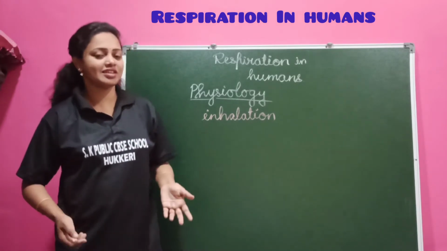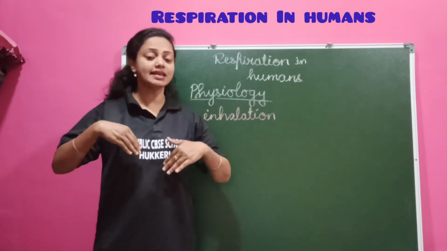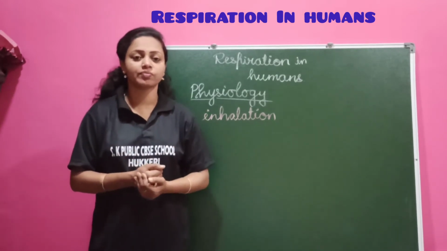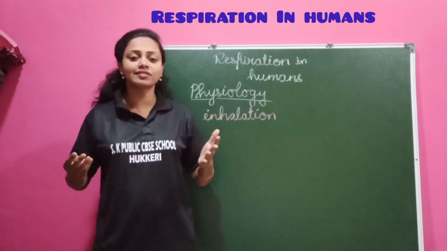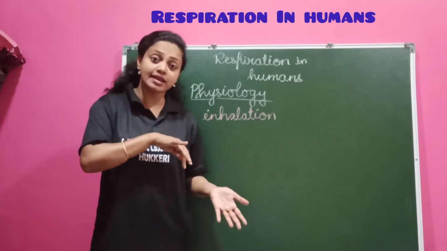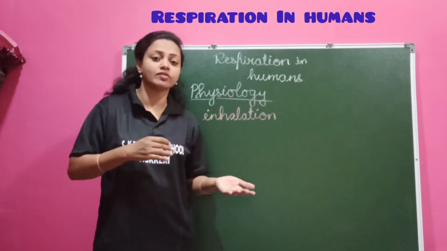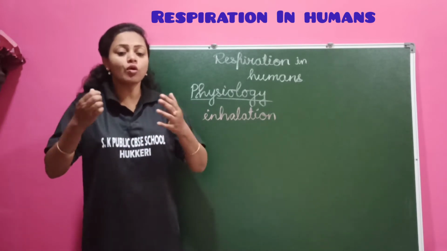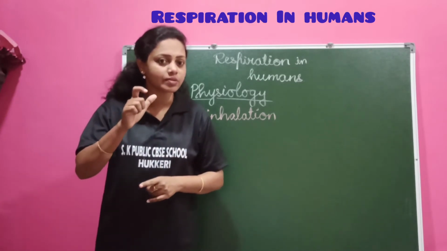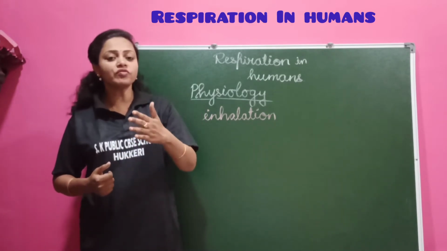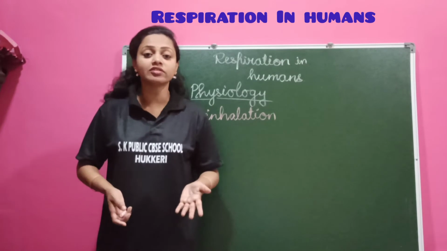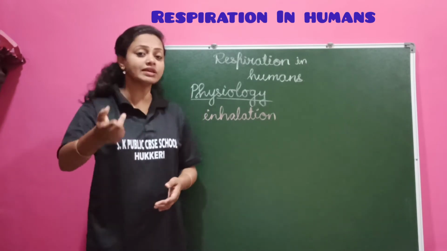Now let's study exhalation. Inhale, exhale. What is exhale? Exhale is leaving out the air. To exhale, the diaphragm relaxes and becomes dome-shaped again, as it was earlier. The chest cavity contracts due to the action of intercostal muscles. You have to remember the intercostal muscles here. The volume inside the lungs decreases, the pressure increases, and the air is forced out of the lungs.